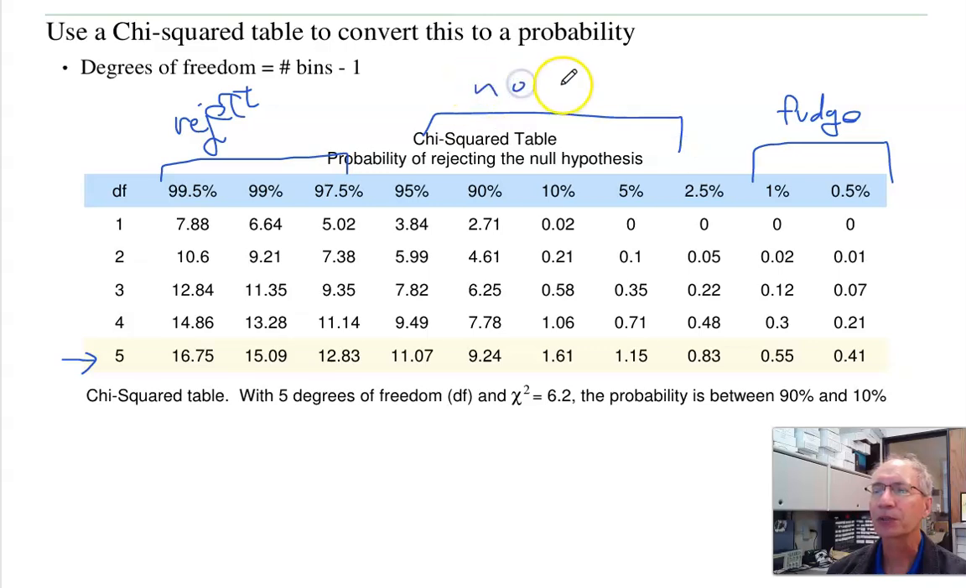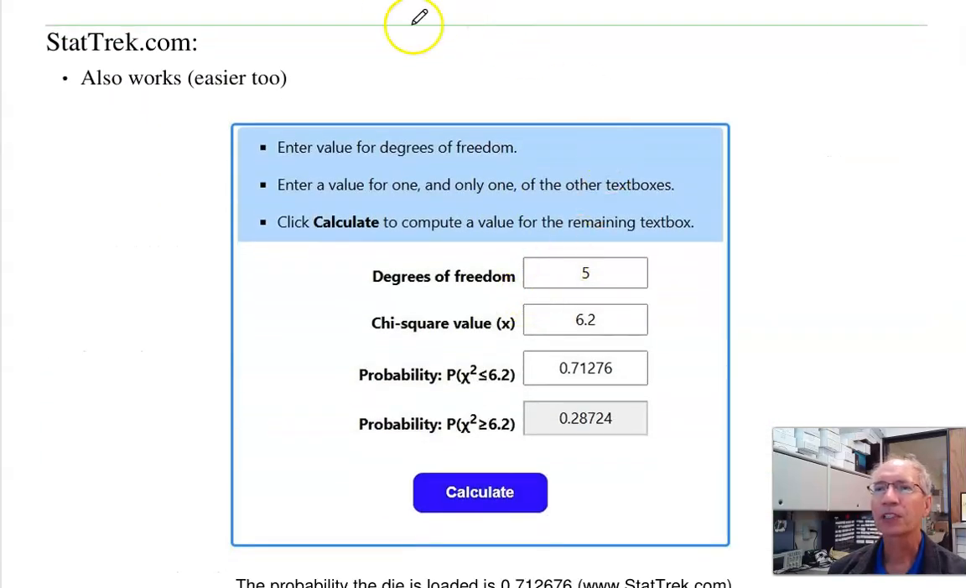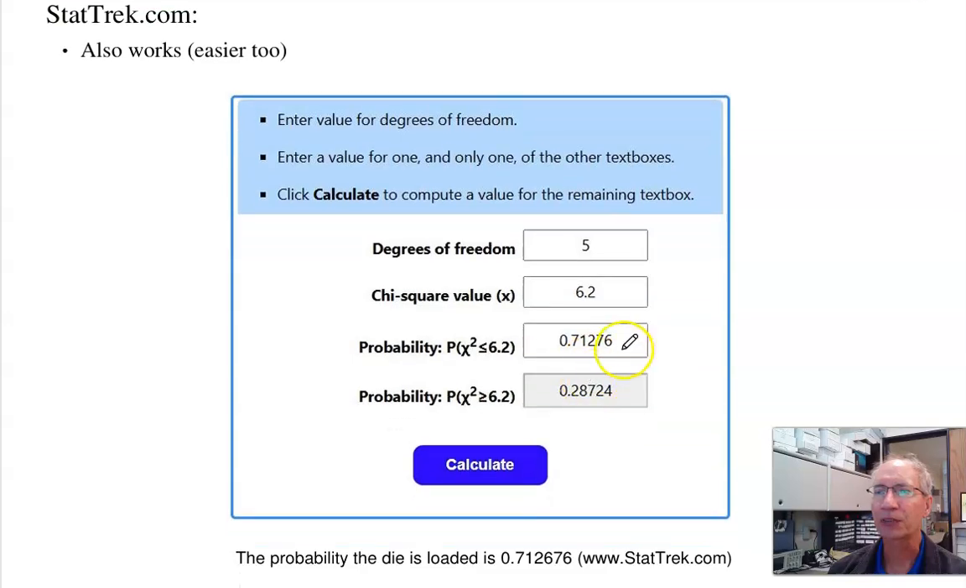That's no conclusion. That means I don't have a loaded die. I didn't fudge the data. That's typically what you get. So I can use the chi-squared table, or I can use StatTrack. If you go to StatTrack, there's a chi-squared table. You input the degrees of freedom, the chi-squared critical value, hit calculate, and it gives the probability of rejecting the null hypothesis. Now, personally, I would use StatTrack.